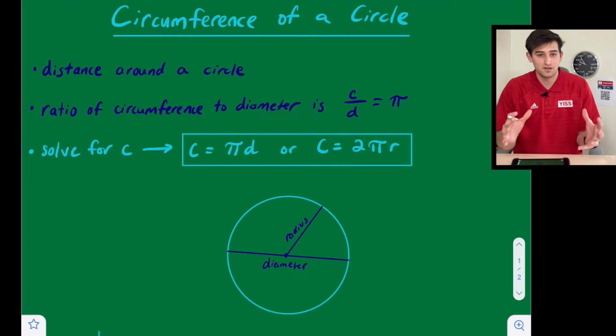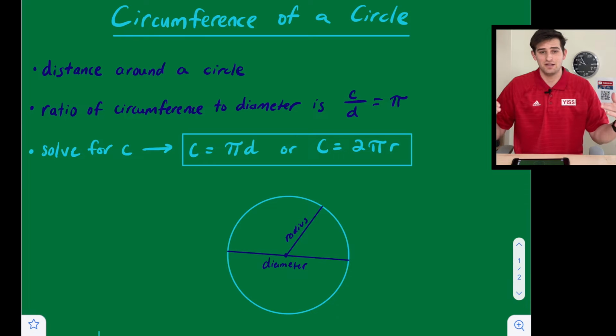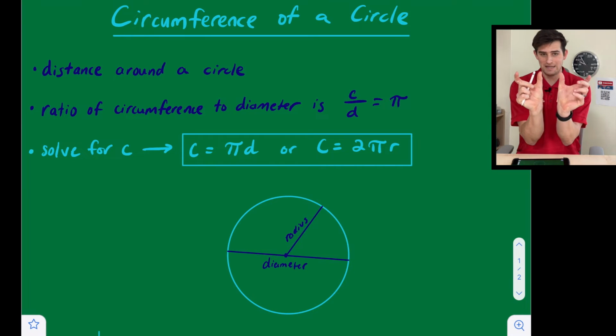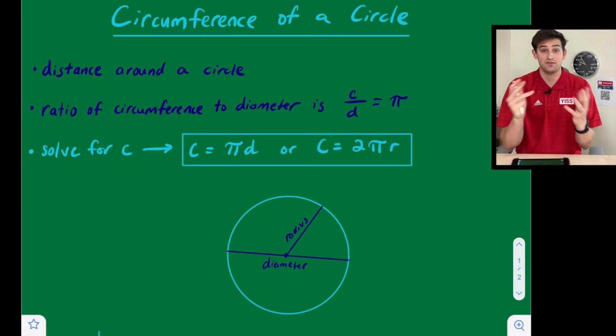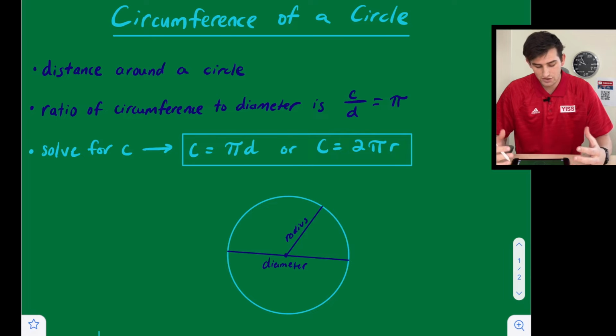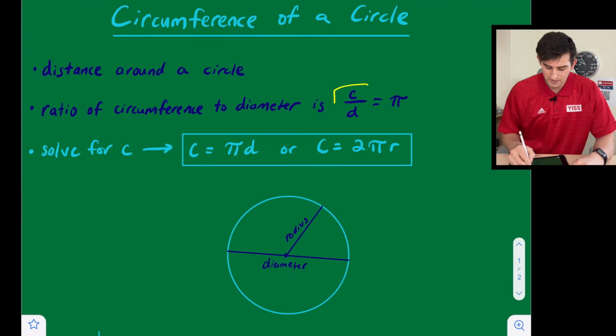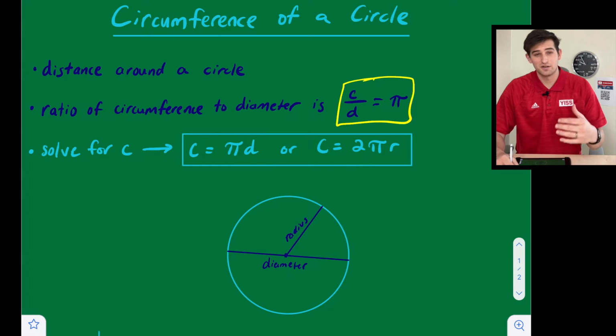So when we get to the circumference, we know that we also have in our circle a diameter, and that diameter is also made up of two radii, right? Or a radius is half of the diameter. So we have a ratio of our circumference to our diameter, so c over d, and it is equal to pi.